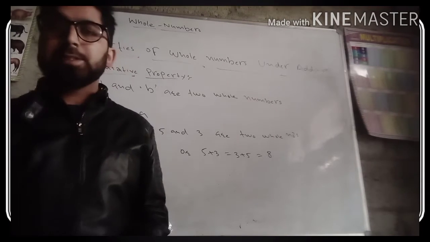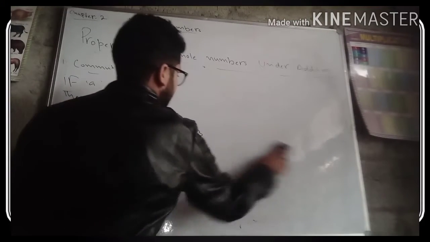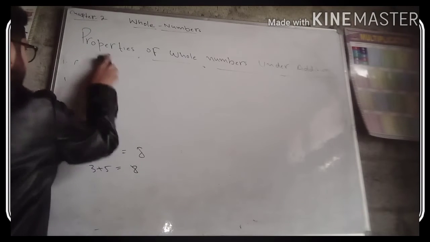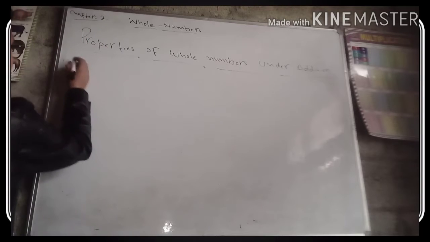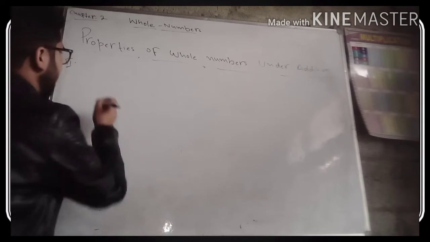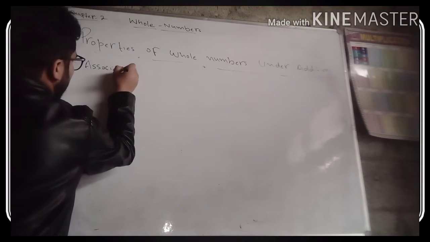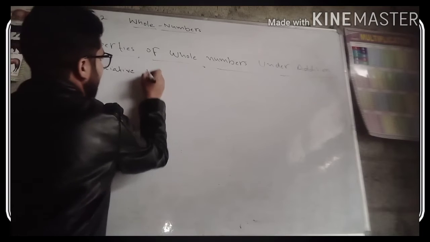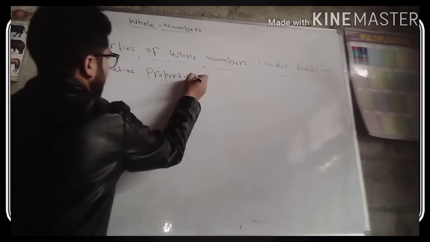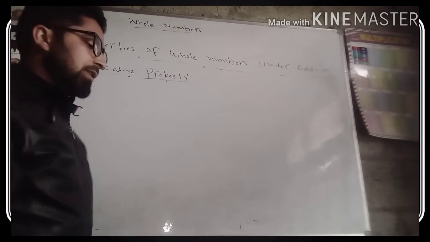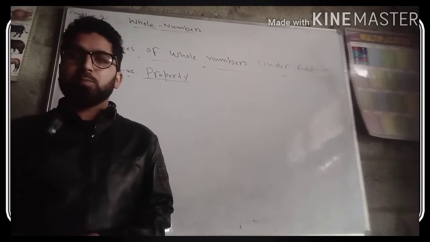Now we are going to discuss another property. It is associative property. The first one was commutative property, and the second one is associative property.